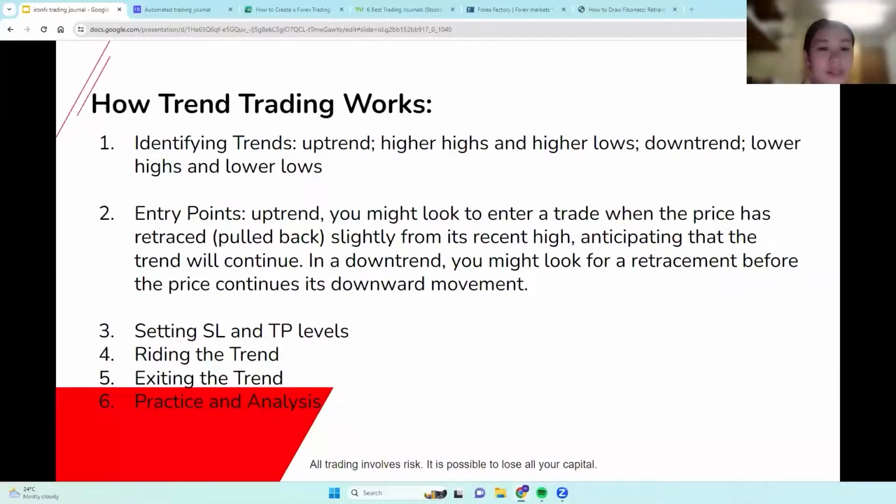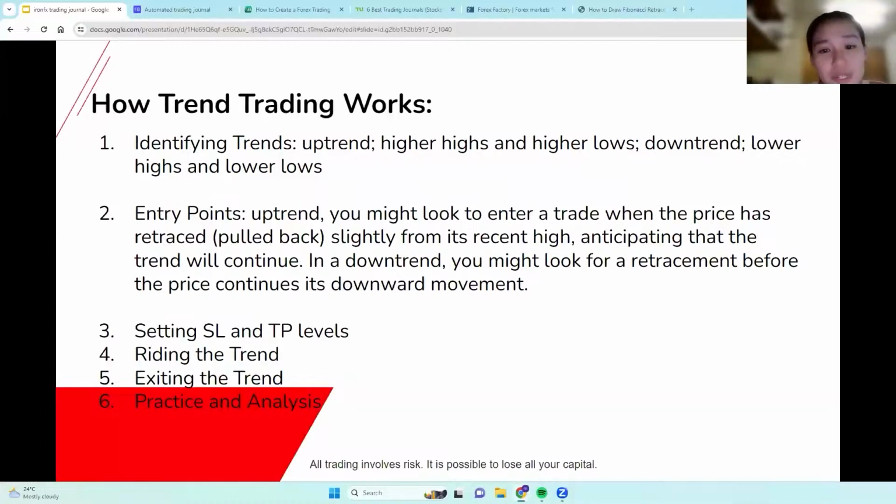So here's a super simplified breakdown of how trend trading works. Firstly, you want to identify your trend in the price movement of a currency pair. This is typically done by analyzing historical price charts, and an uptrend is characterized by higher highs and higher lows, while a downtrend is characterized by lower highs and lower lows.